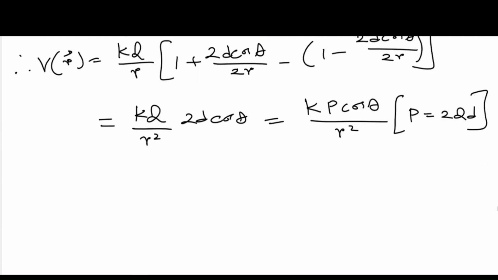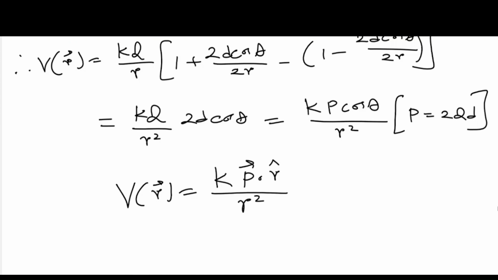Also notice we can write the scalar potential V in a coordinate free notation using this formula: k p dot r cap divided by r square.